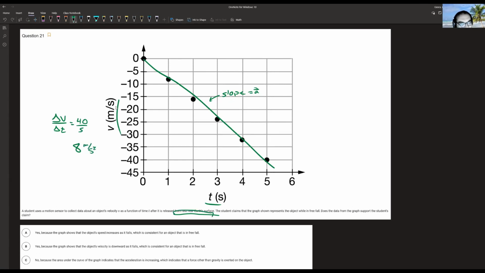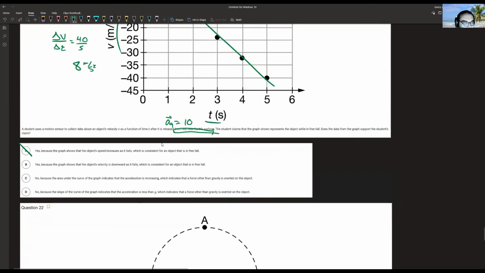And so this is near Earth's surface, where the acceleration due to gravity should be approximately 10. So yes, because the object's speed increases as it falls, which is consistent, not only does it need to increase as it falls, it increases by a value close to 10. So I'm going to say no, because the slope of the graph indicates that the acceleration is less than g, which indicates that a force other than gravity is exerted on the object, and in this case, in the opposite direction.